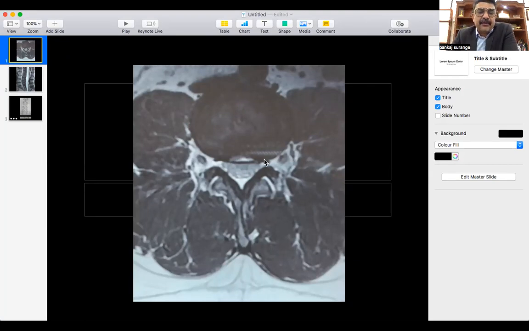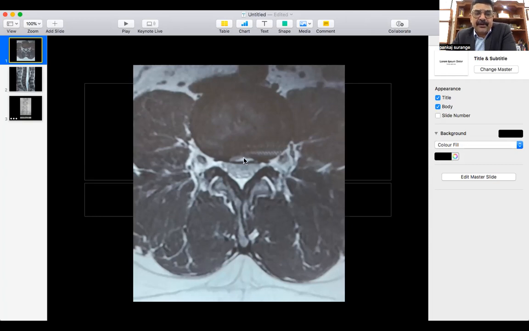Just to brief you about the case: I already discussed in the group that this is a case of discogenic pain, typical discogenic pain. A young guy, 35 years old. He cannot sit for more than 10 minutes maximum. After that, he starts getting pain, and it is very clearly evident from here.